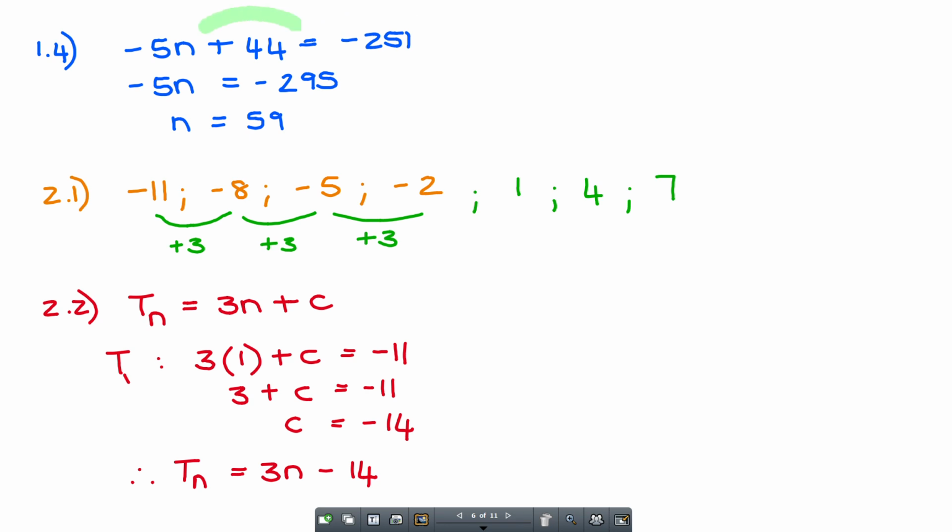So I'm going to take that plus 44 over, that will become minus 44, and that's how I got to the minus 295. Dan, ek wil mos weet wat is n, want dit gaan vir my sê die hoeveelste term dit is. So I want to get rid of this coefficient, and when I take that over, it means I'm going to divide by minus 5. So dit sê vir my term n, of n is gelyk aan 59.